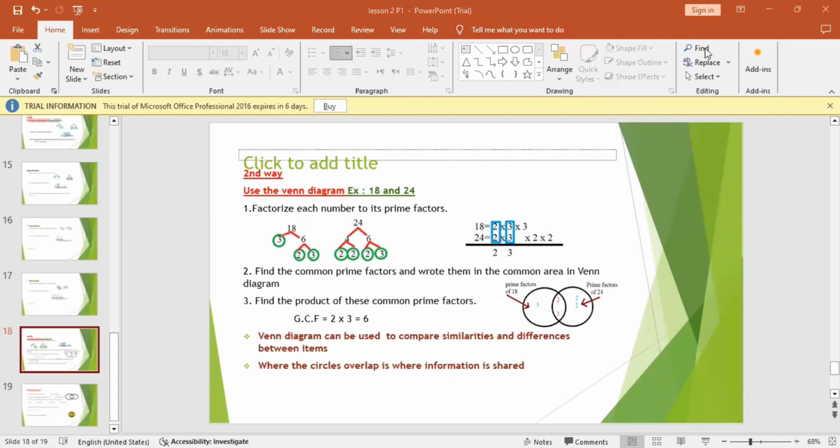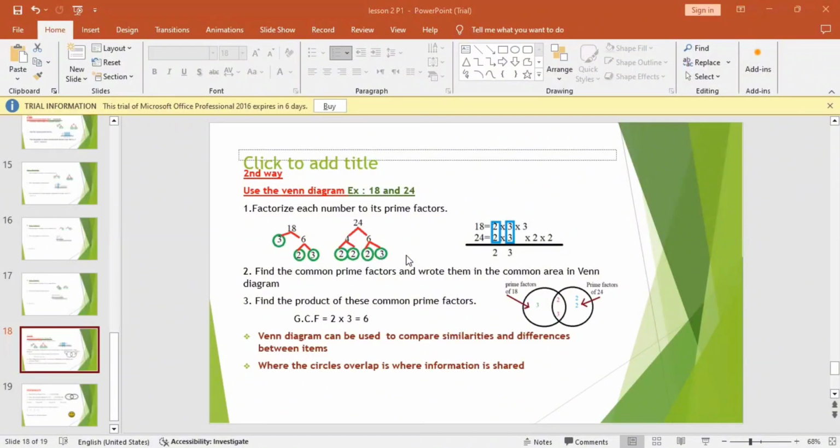The second way to get the GCF is by using the Venn diagram. How can I get the GCF of 18 and 24? So I can factorize each number to its prime factors. 18, 3 times 6, 6 is 2 times 3. 24, 4 times 6, 4 is 2 times 2, 6 is 2 times 3. Then write 18, I can get it by multiplying 2 times 3 times 3. Now let's write the factors of 24: 2 times 2 times 2 times 3.